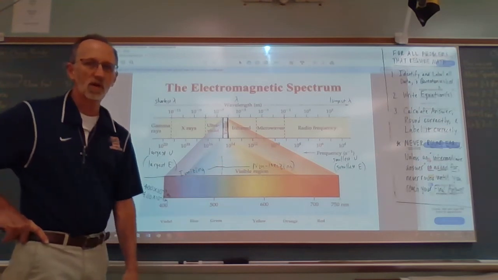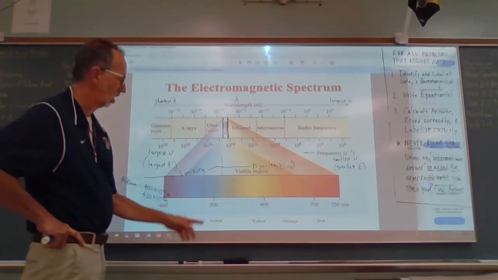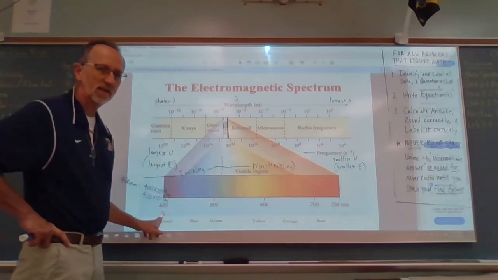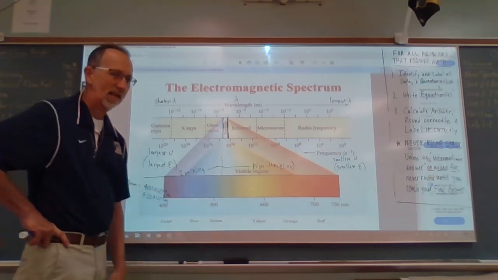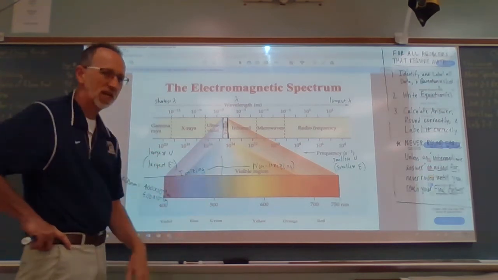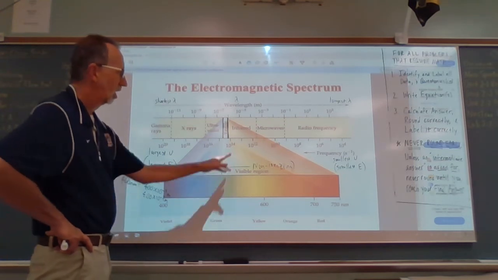Maybe one last little tidbit here. Ultraviolet. Why do we call this range of the EMR ultraviolet? Well, it lies right next to the color violet. Ultra means beyond. So ultraviolet is more energetic than violet light is.